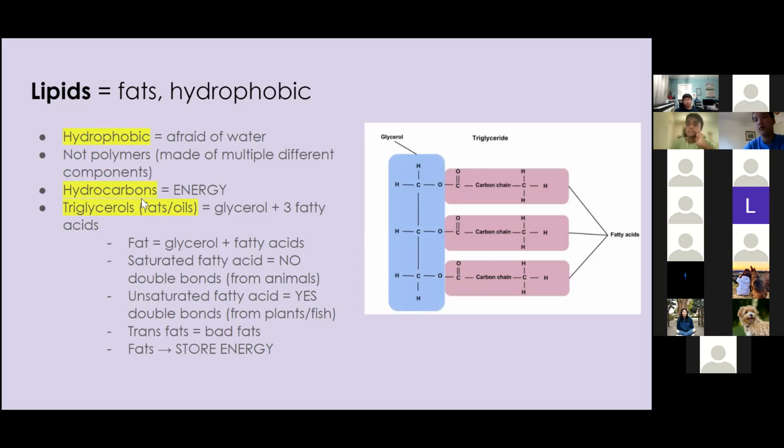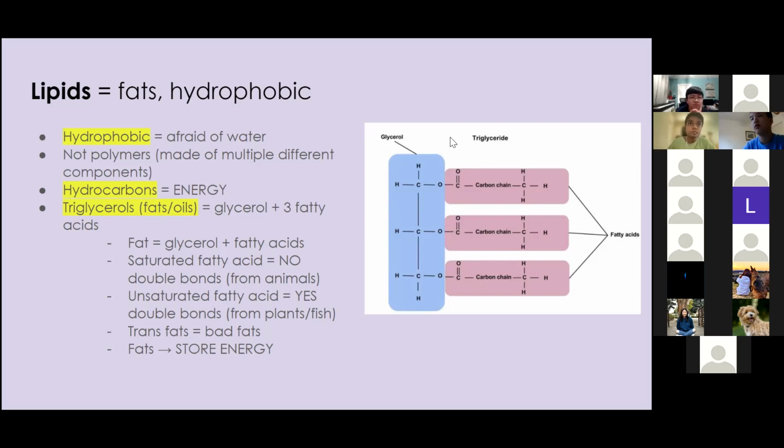There's hydrocarbons, which store a lot of energy. And the first type of lipids are triglycerols, or fats and oils. As the name suggests, these triglycerols are basically one glycerol molecule and then three fatty acids, which are attached to the side. And we can see on the picture to the right that this blue rectangle on the left is the glycerol molecule, and then we have three fatty acid molecules to the right.